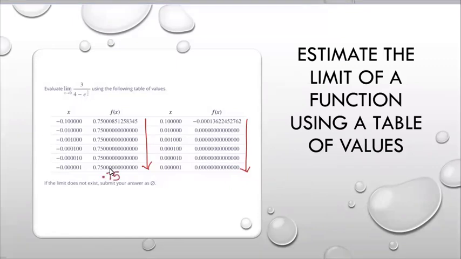So from 0.7500085125, it just stayed at 0.75. That's the value that at the end you are approaching. From the other side, you start at a negative 0.0001362 and so on. Then it went to 0. It means that your numbers are here.